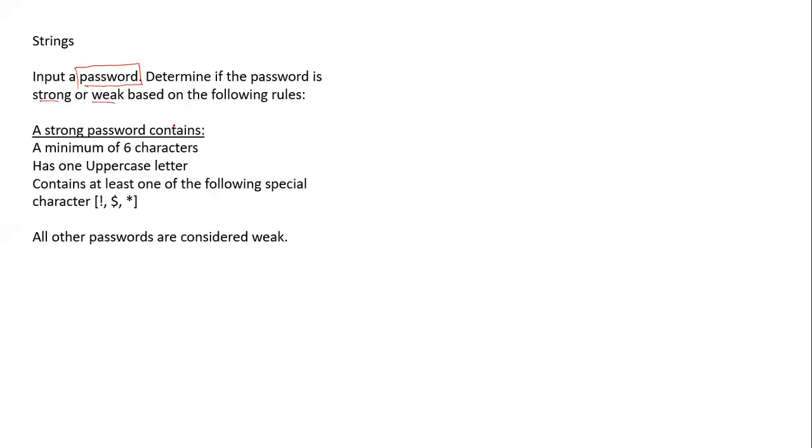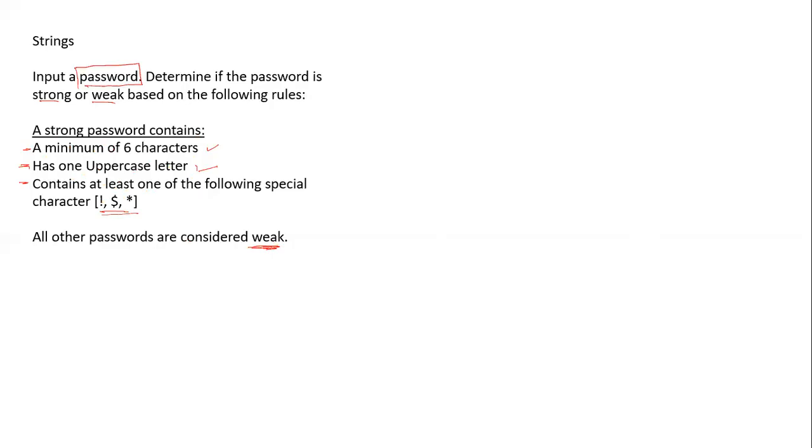certain rules. And we are told, well, the first rule is it's strong if it has a minimum of 6 characters, okay? It must have one uppercase letter, all right? We'll search for an uppercase letter. And it must contain one of these special characters. So it must contain either an exclamation, dollar, or a star. And if each of these criteria is met, then we can conclude that we have a strong password. If one of the criteria is not met, then the password is considered weak.